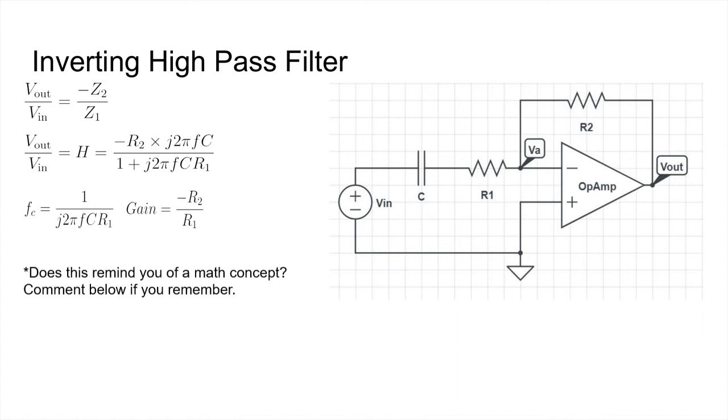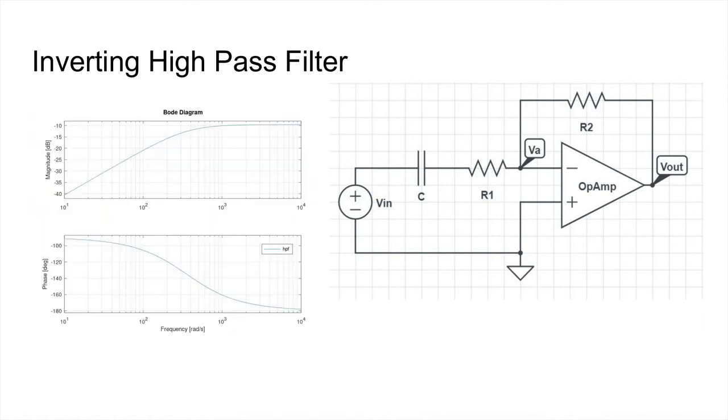For higher and higher frequencies, the f on the top and the f on the bottom happen to be similar and cancel each other out, getting us closer and closer to that negative R2 over R1 gain. So we can see a Bode plot for this too, which shows the frequency response of this circuit. As you can see in this case, the magnitude gets higher and higher as our frequencies get larger and larger. Alright, now let's go ahead and do some practice problems.